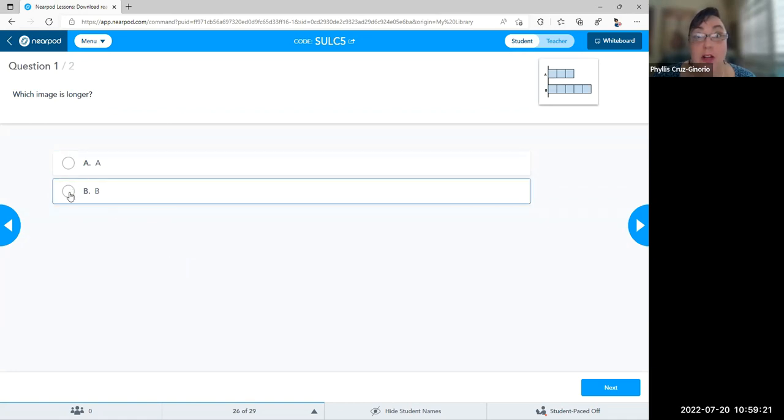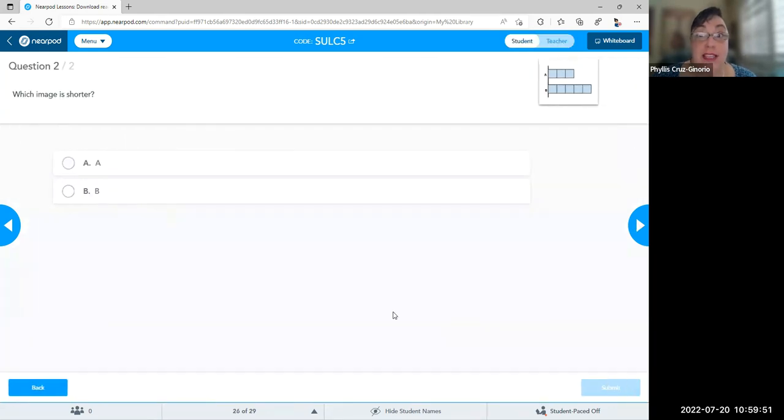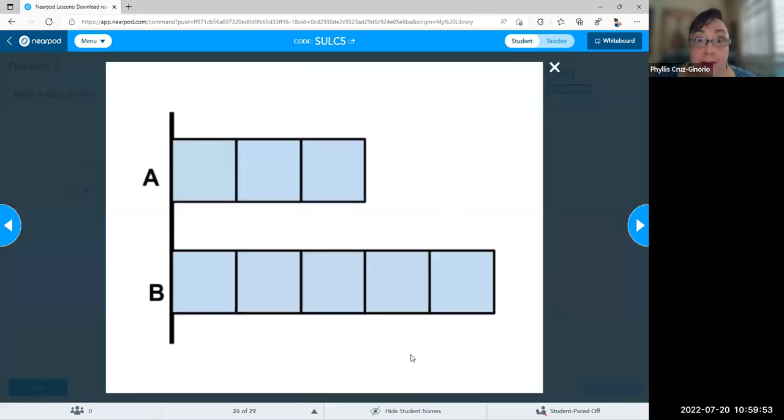Longer, longer. It said longer. B. If you said B, you got it. Okay, let's try the next one. Look at the picture of the cube trains. We have A and B. Right away, you can tell which one is shorter and which one is longer.